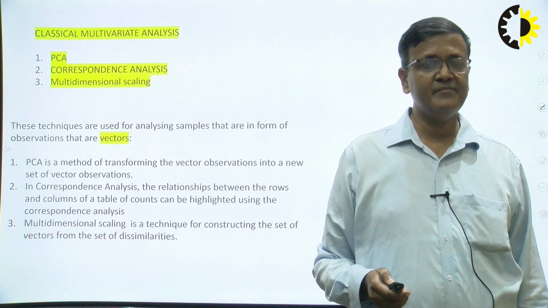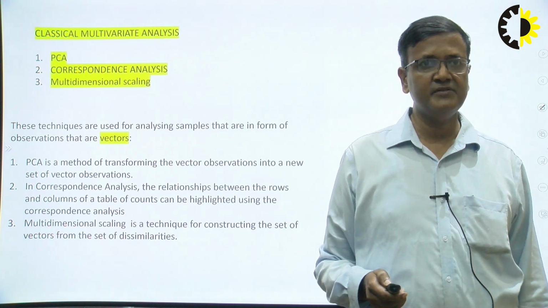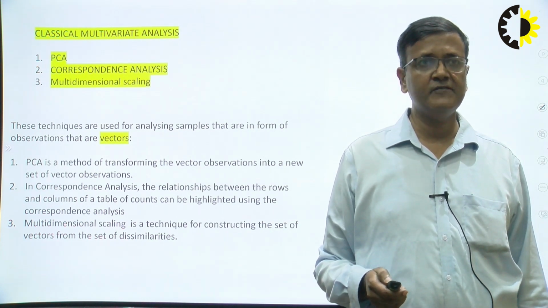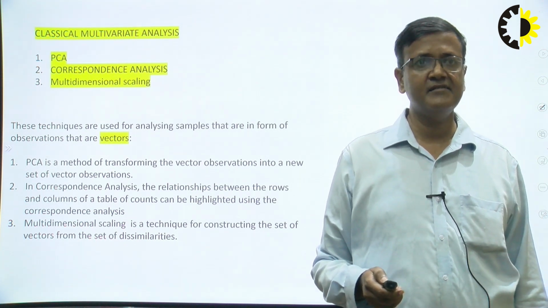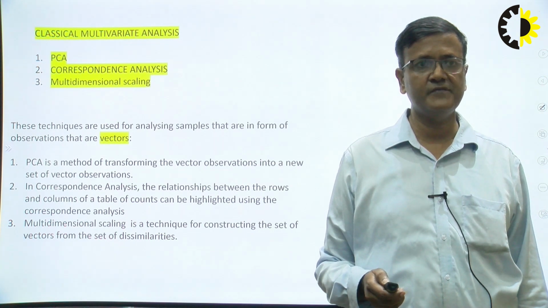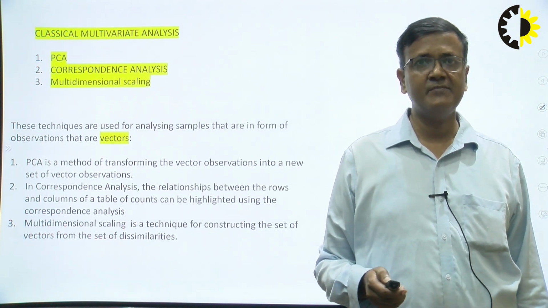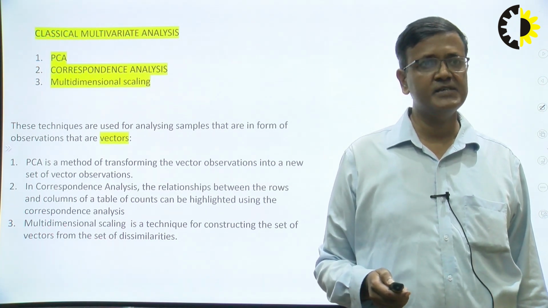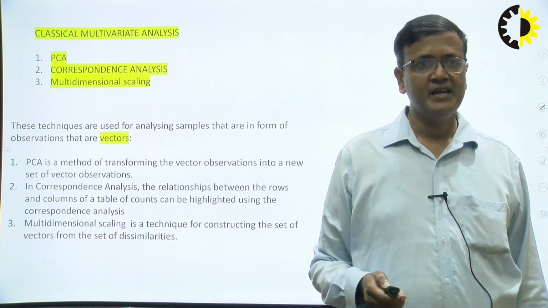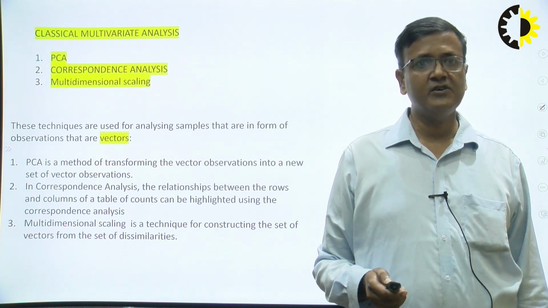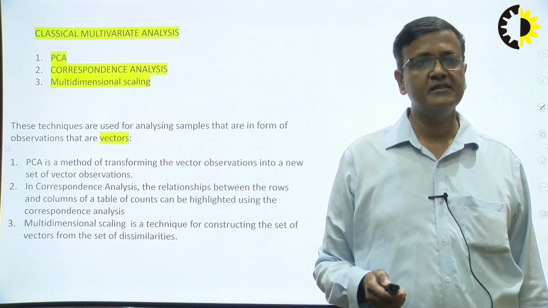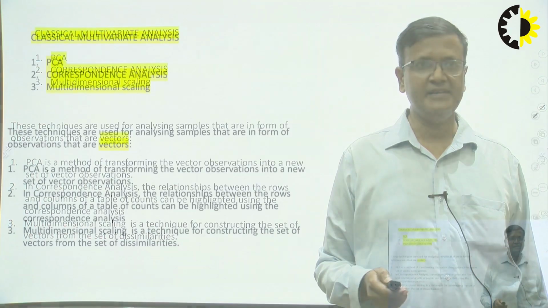PCA is a method of transforming the vector observations into a new set of vector observations, whereas in correspondence analysis, the relationships between the rows and columns of a table of counts can be highlighted. In multidimensional scaling, we have a technique for constructing a set of vectors from a set of dissimilarities.